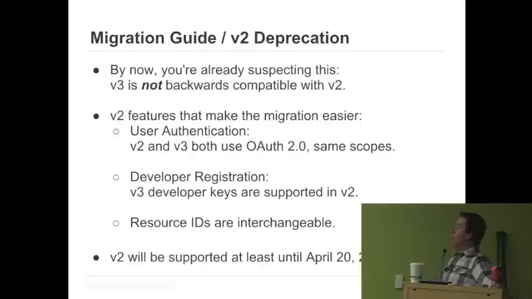And because we're talking about developer registration in particular, if you register with V3 today, you're going to be able to use the same developer key in V2 as well. So the only thing you need to do, if you want to keep firing requests against both V2 and V3 for a while and have a migration in steps and not switch all at once, is start using V3 developer keys. And resource IDs are interchangeable between the two versions of the API as well.